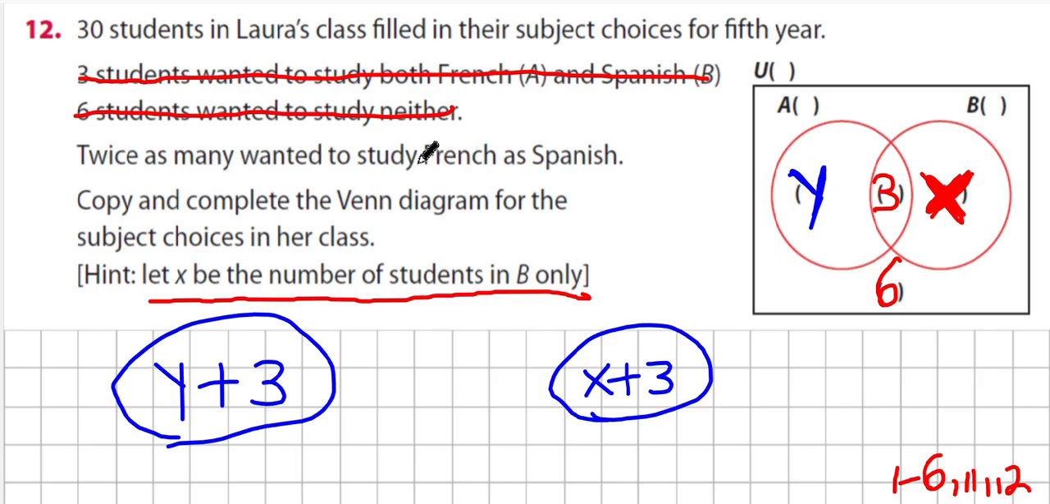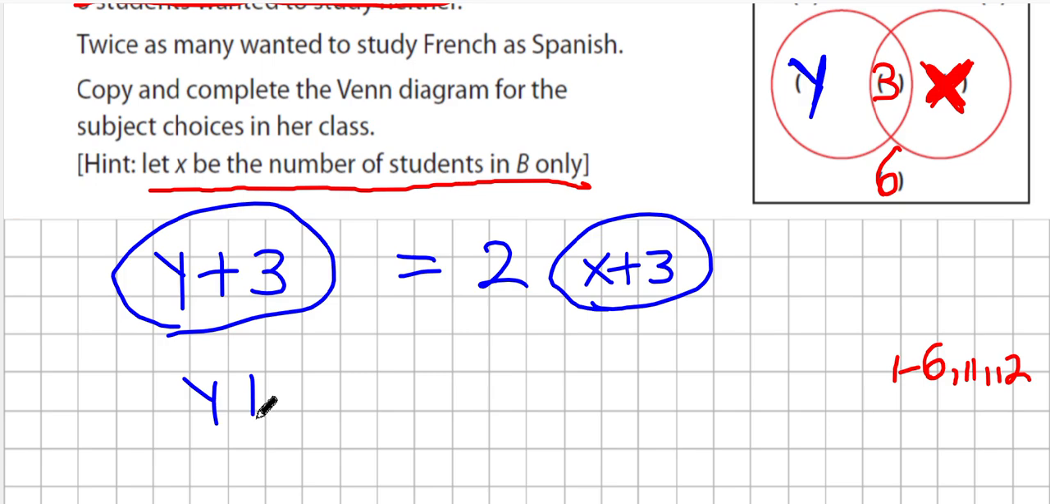And what does it say? Twice as many wanted to study French as Spanish. So would you agree that 2 times the Spanish number actually equals the French number? Does that make sense? So by that logic, I can sort of do it like this. And then it sort of turns into a simultaneous equation.